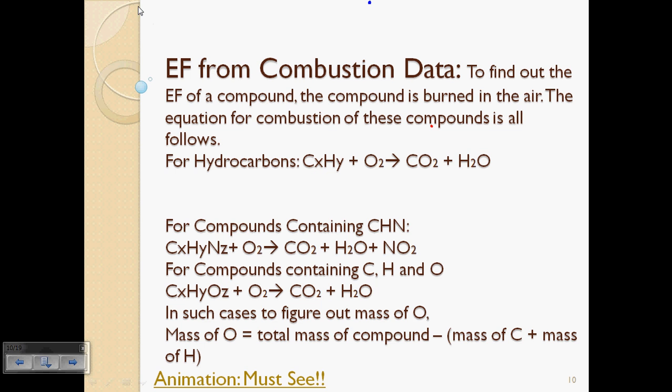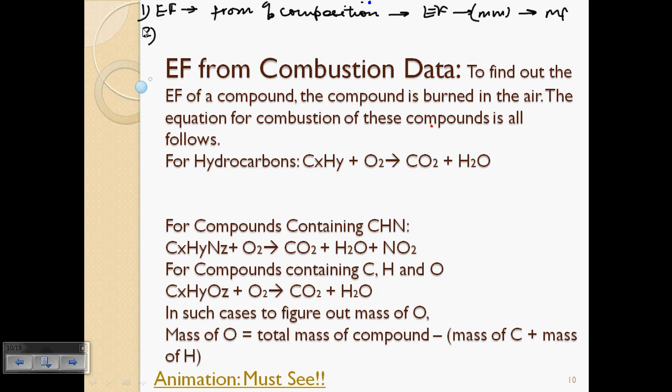The first method for figuring out empirical formula of the compound, which was discussed in the earlier part of this PowerPoint, is from percent composition. So it's rather easy for chemists to figure out what's the percent composition of an unknown compound. And from percent composition, then they can figure out empirical formula. And then if the molar mass is known, then you can figure out molecular formula.